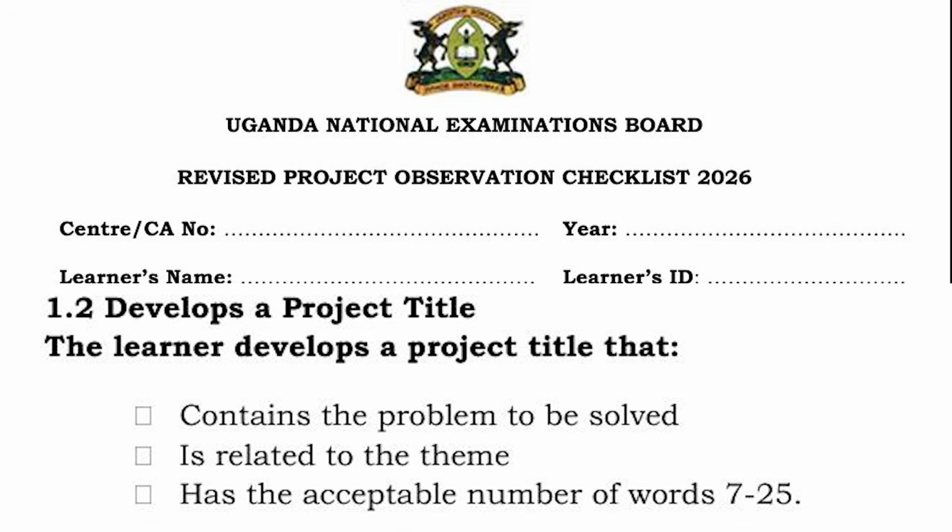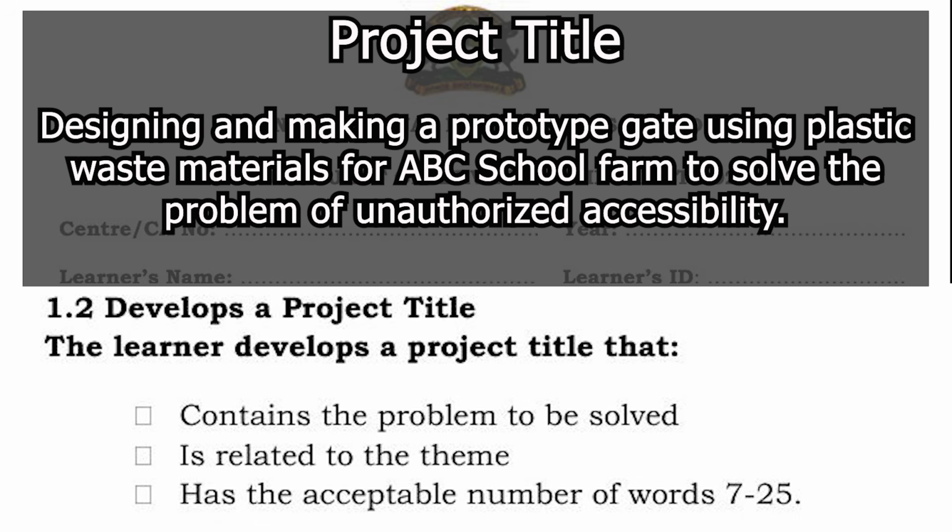According to the checklist, the title must contain the problem to be solved. Also, the title must relate to the theme. The theme I'm going to use here is embracing creativity and practical skills for sustainable development of society. And then the last component under project title, it must have 7 to 25 words. So I'm going to give an example of a title basing on my problem statement that I stated up there. So the title is like this: Designing and Making a Prototype Gate Using Plastic Materials for ABC School Farm to Solve the Problem of Unauthorized Access.